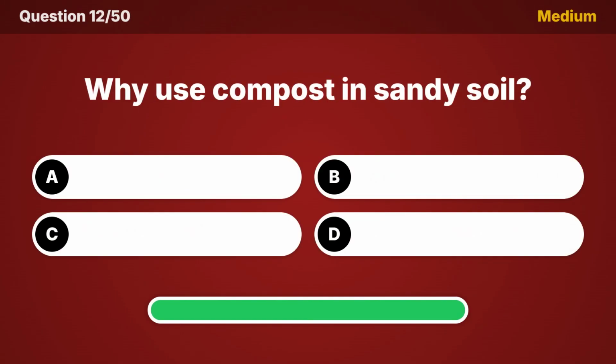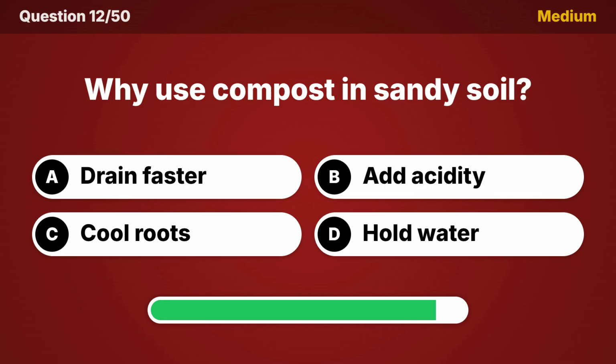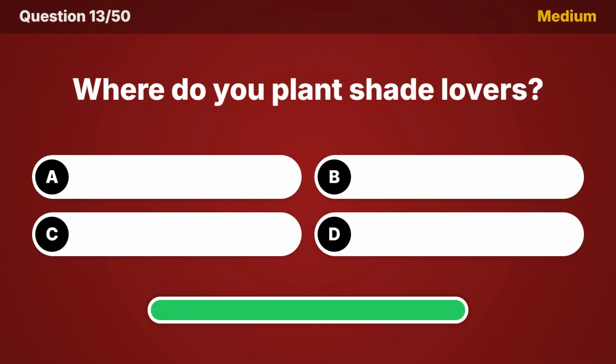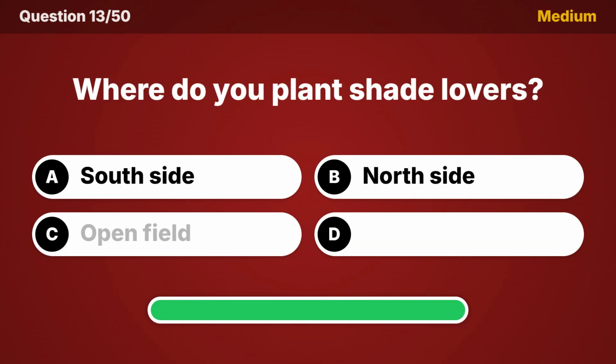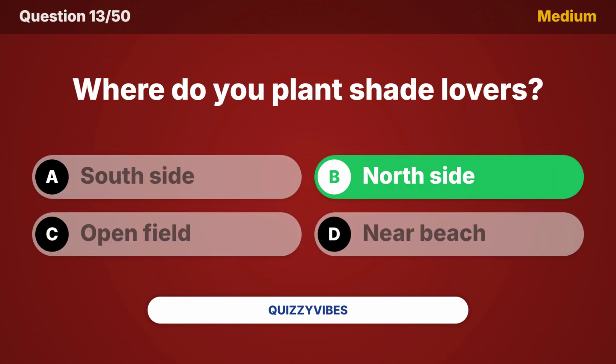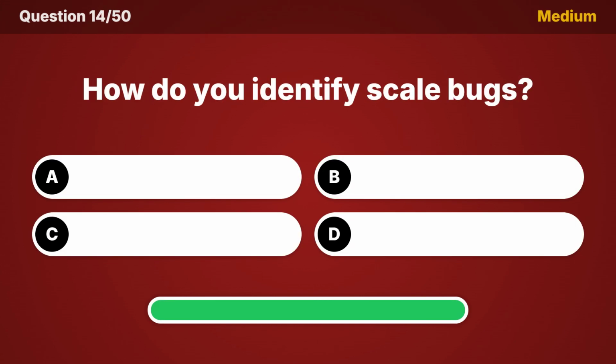Why use compost in sandy soil? The answer is hold water. Where do you plant shade lovers? Here is the answer, north side. How do you identify scale bugs?